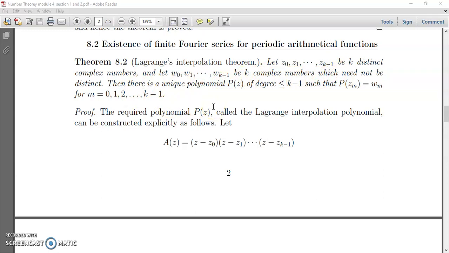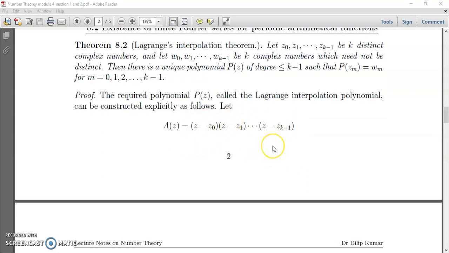Now this is a step-by-step procedure to construct this Lagrange's interpolation polynomial. The required polynomial p of z, called the Lagrange's interpolation polynomial, can be constructed explicitly as follows. Let us take a function a of z, which is z minus z0 times z minus z1, etc., z minus zk minus 1. You have to remember that this is a polynomial of degree k minus 1.